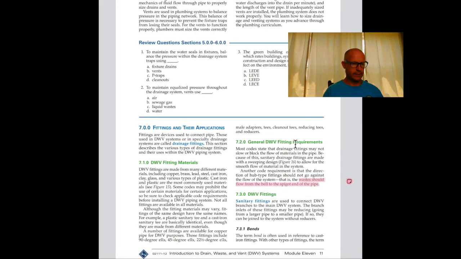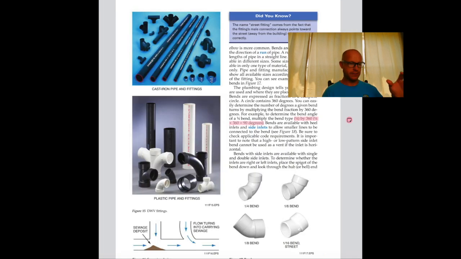You smell what's on the other side, so use the trap. Next thing, we're talking about general DWV fittings. You should note it: waste should flow from the bell to the spigot. The bell would be the female, and the spigot is the male.